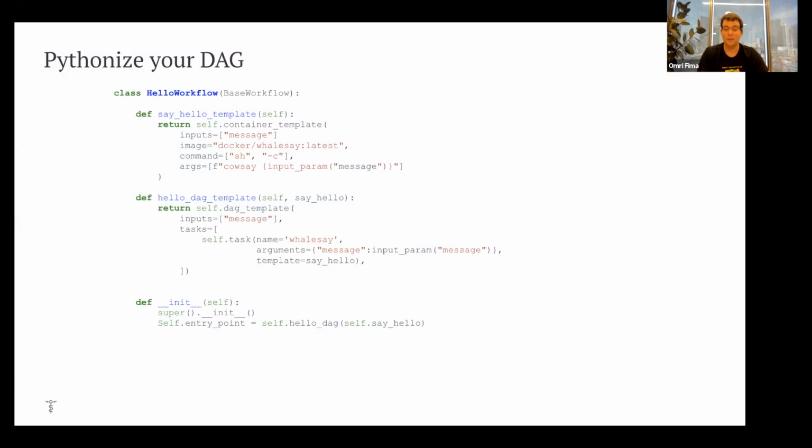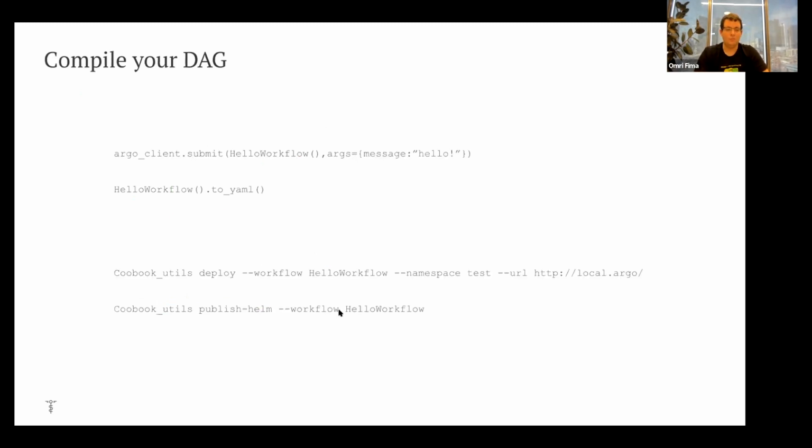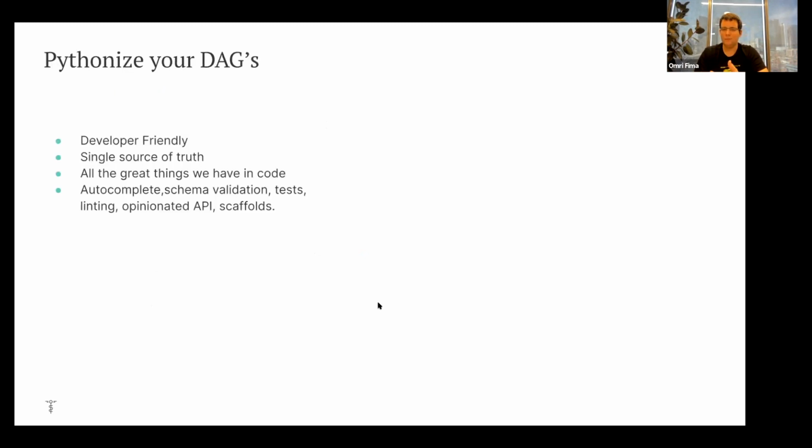So this is an example of a very simple pipeline where we say, okay, we want to run a hello from a very basic container. We just put in our input params, set it up and run what we need to run. And then we can compile it or send it directly into Argo, or compile it and then send it into our deployment pipeline. We even have utilities to run it from a command line, which is really nice. So what are the benefits of Pythonizing the DAG?